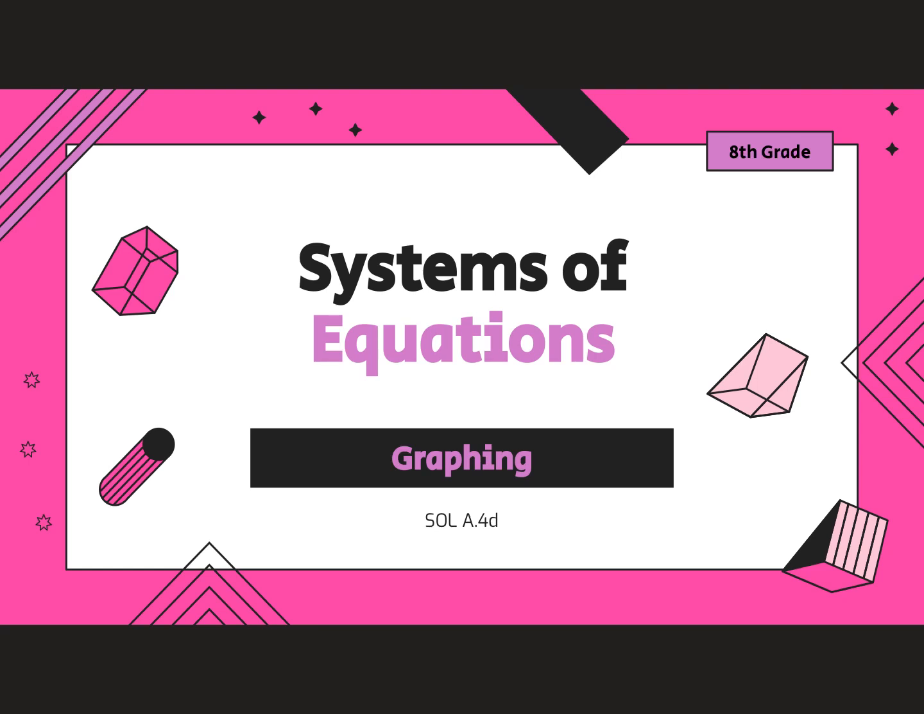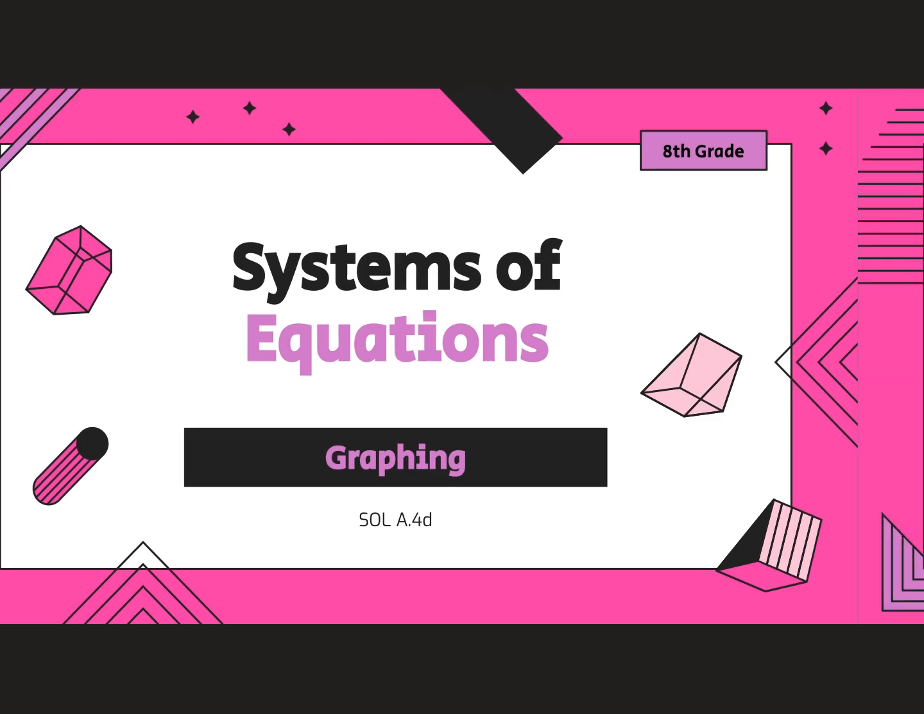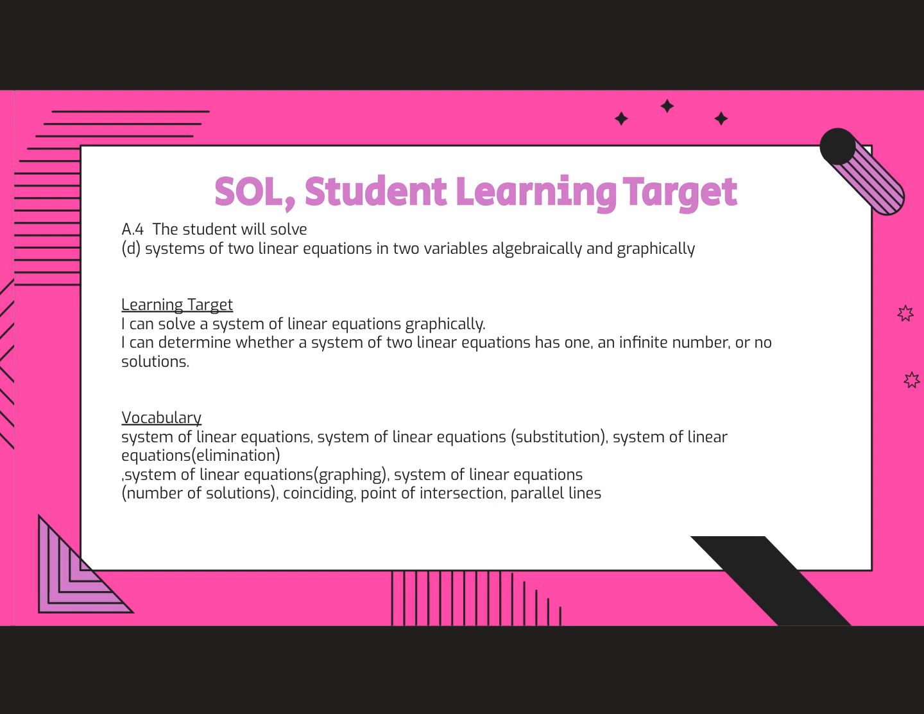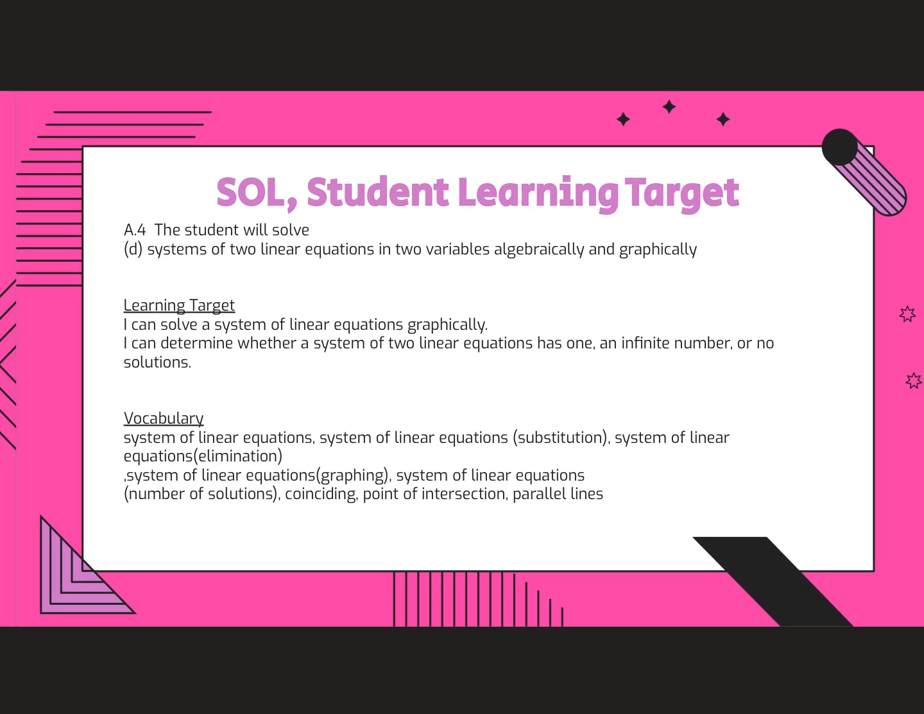For today's lesson, we're going to take a look at systems of equations by graphing. So this is SOL 8.4. The student will solve systems of two linear equations in two variables algebraically and graphically. The learning target for graphing systems of linear equations: I can solve a system of linear equations graphically. I can determine whether a system of two linear equations has one, infinite number, or no solution.